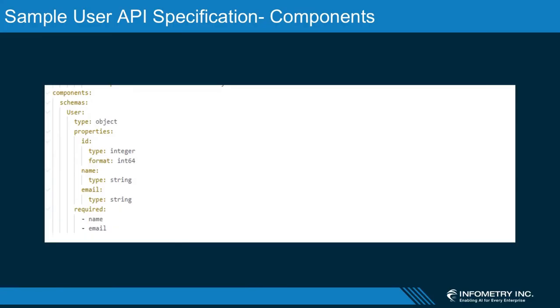Format is int64. Same thing like name. So name is what is the type you're going to get, the value type, it's a string. Again, for email, it's also a string. So required means in these three, the required things are name and email is the most important thing. So that's why we added required equal to name and email.